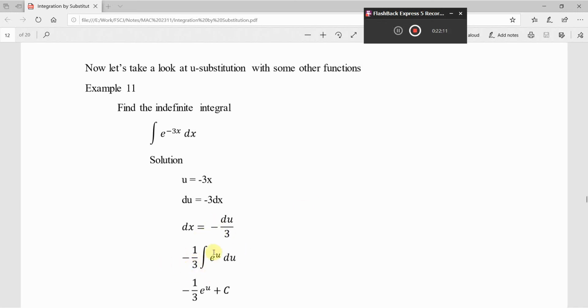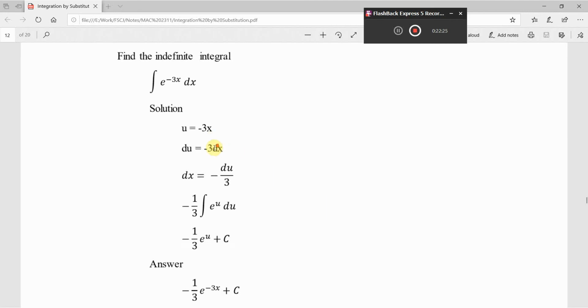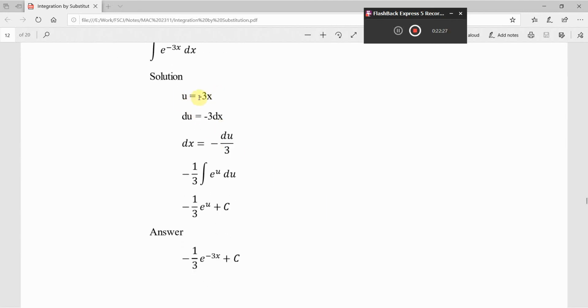So this gives me the negative 1/3 times the antiderivative of e to the u times du. The antiderivative of e to the u is e to the u. So I get negative 1/3 e to the u plus a constant. And then lastly, I replace u with negative 3x. So I get negative 1/3 e to the negative 3x plus a constant.